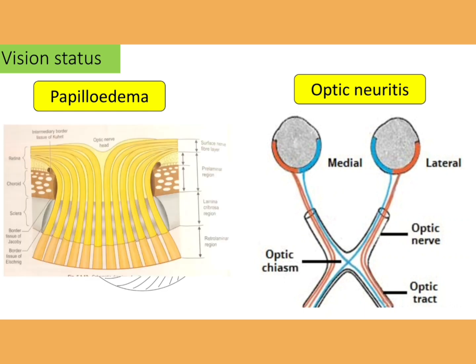Now here I was discussing previously the prelaminar area, the lamina cribrosa, and this is the retrolaminar area. There is more tissue pressure in this retrolaminar area because of the raised intracranial pressure, and it will lead to inhibition of the axoplasmic flow, and it is leading to swelling of the optic disc.